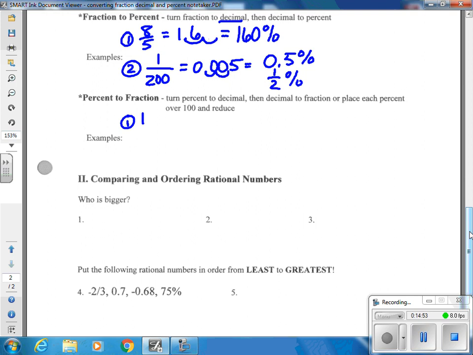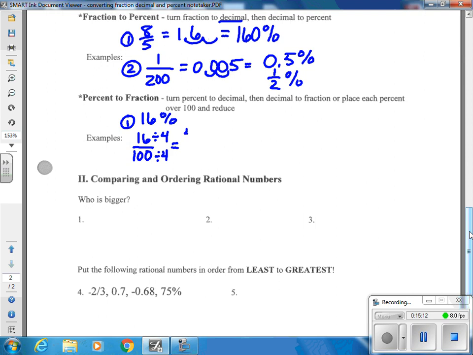If we have 16% and we want to make it a fraction, well, 16 is a regular whole number, so let's take 16 and put it over 100. All percents are out of 100, right? And then we can reduce it. So 16 and 100 can both be divided by 4. Okay, if you don't know that, divide by 2 and then divide by 2 again. You have to reduce it until it can't go any lower.